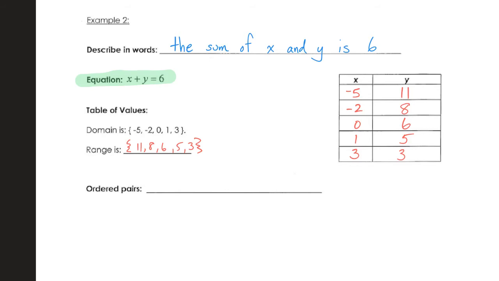And now we can go through and state our ordered pairs. Our ordered pairs would be -5, 11, -2, 8, 0, 6, 1, 5, and 3, 3. Okay, if you have that on your page, then I think you're doing great. However, we have something that's incorrect, and it's incorrect from a form standpoint.